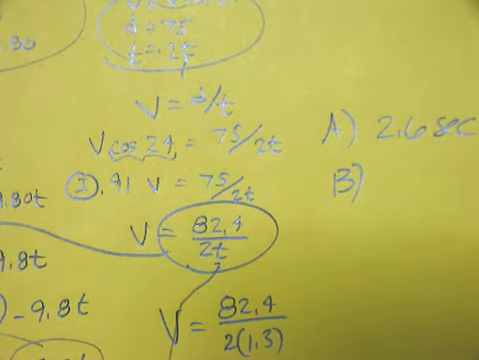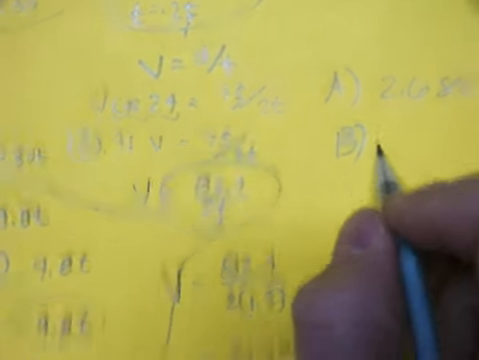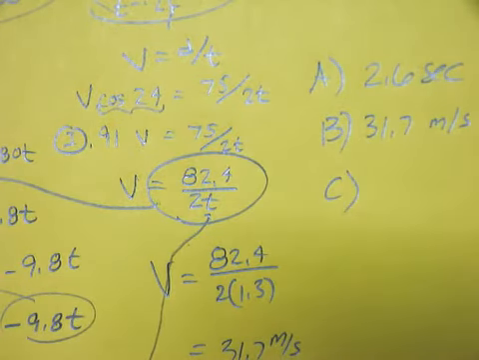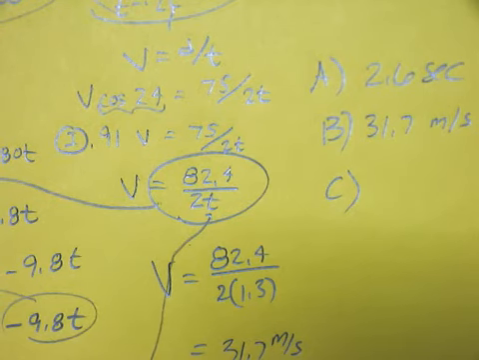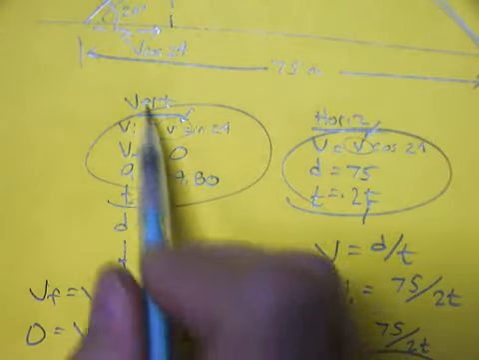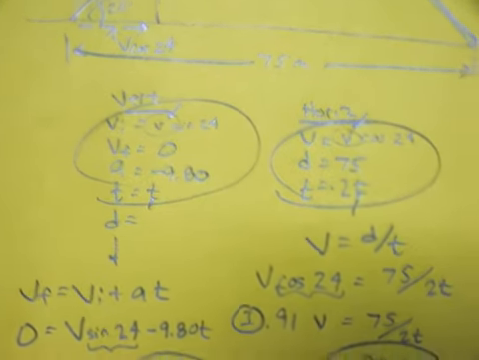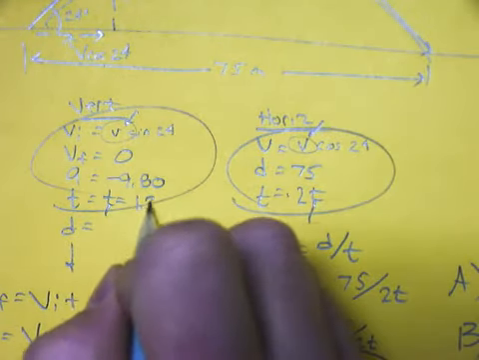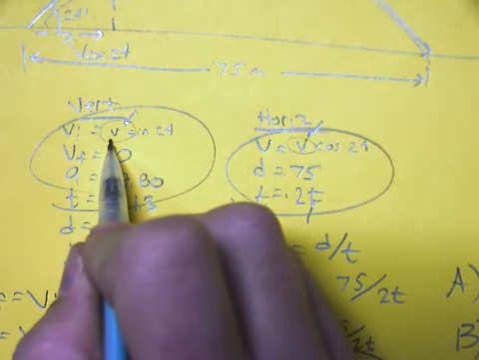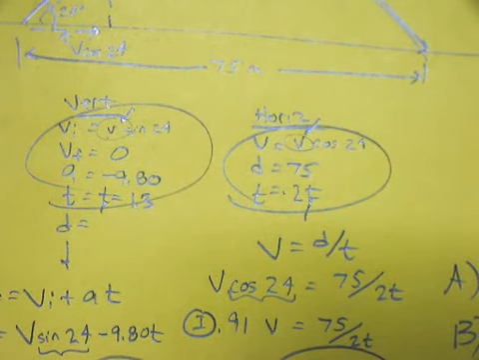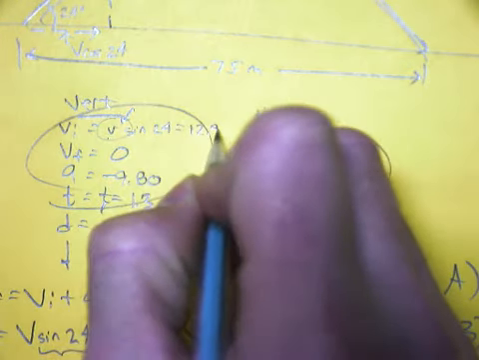Part B, what is its muzzle velocity? That's the letter v. That's what I got down here, 31.7 meters per second. Part C, how high in the air does it go? Well, that kind of stinks. I don't know that one, because that's vertical distance. Well, I know that this t is now 1.3, and since I know this v is 31.7, 31.7 sine 24 is 12.9. So this whole thing is 12.9.